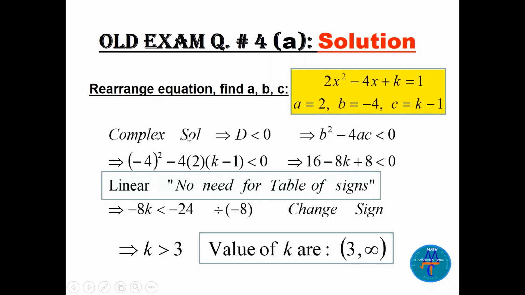Now, complex solution, discriminant less than 0, we know that. B squared minus 4AC less than 0. Put all the numbers, look what we get here. 16 minus 8k plus 8 less than 0. This is a linear, see, the k has power 1. That's a linear, so no need for table of signs. So minus 8k less than minus 24, divide by minus 8 and change the signs to k greater than 3. See, we need the values of k from 3 to infinity.